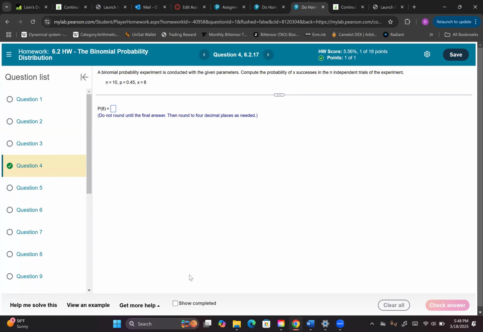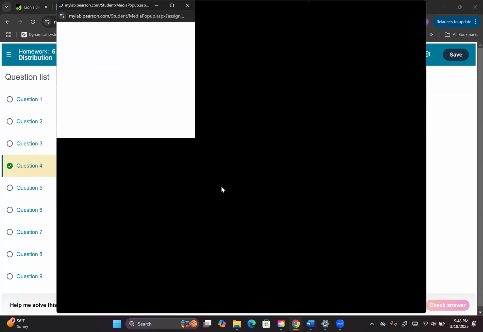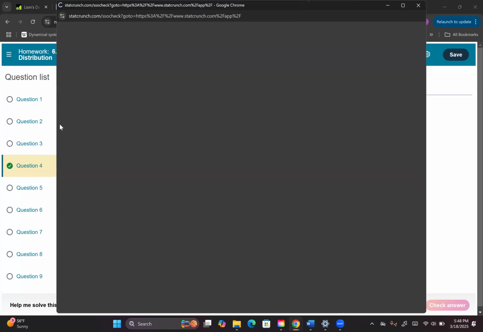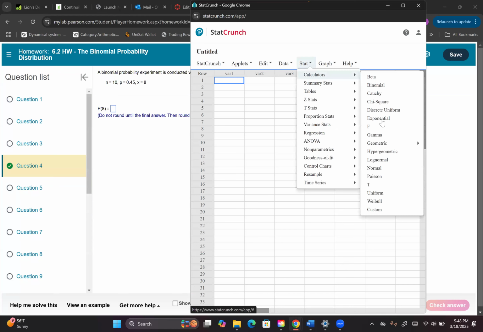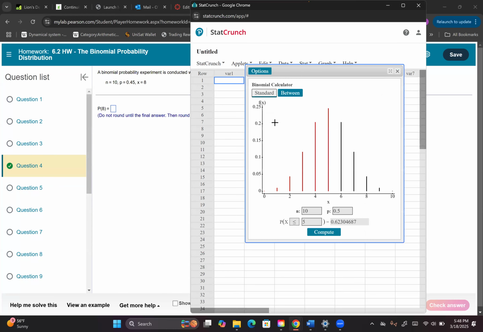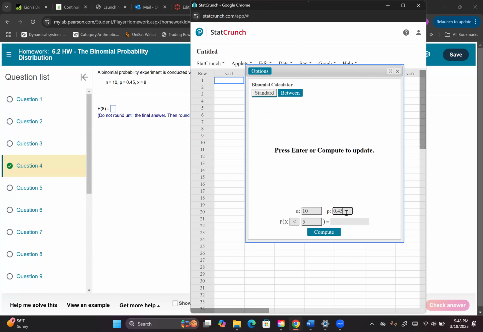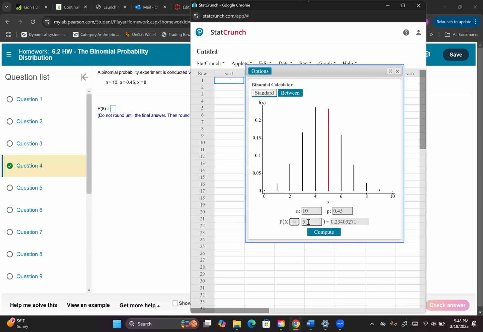So we can simply open StatCrunch. Go to get more help, StatCrunch. And as you can expect, you guys should be at this point in the class where you kind of know where you could find this calculator. We go Stat, Calculators, Binomial. So we get to see a new one. We tell it n is 10. That's already there. We change p to 0.45. And we want to know the probability of 8 successes. So we change this to equals and change that to 8. Then hit compute. And you can see it's very, very unlikely. It's about a 2% chance. But right here is the answer.